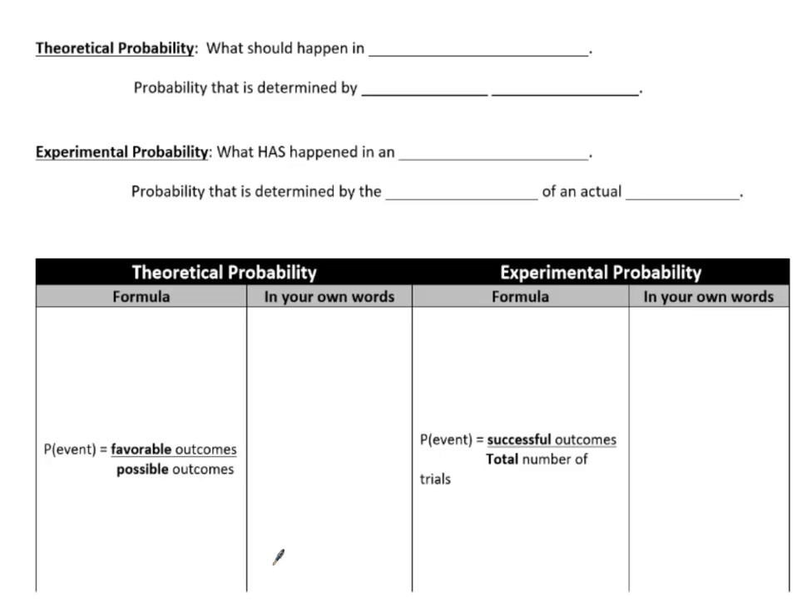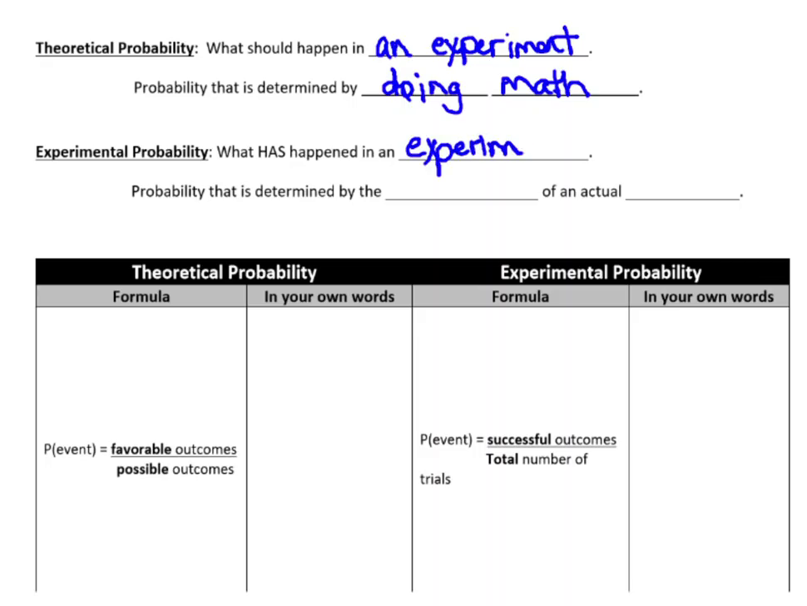Okay, we're going to talk about theoretical and experimental probability today. So it's two different types of probability. Theoretical is what should happen in an experiment. Probability that is determined by doing math. Experimental probability, what has happened in an experiment. Probability that is determined by the results of an actual experiment.